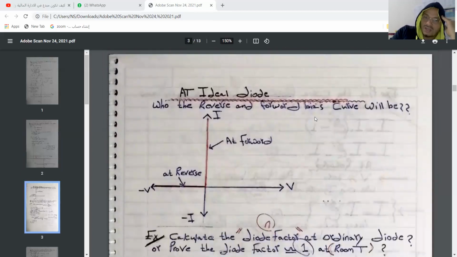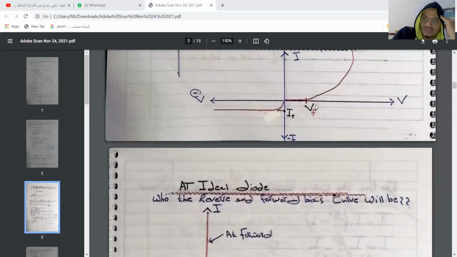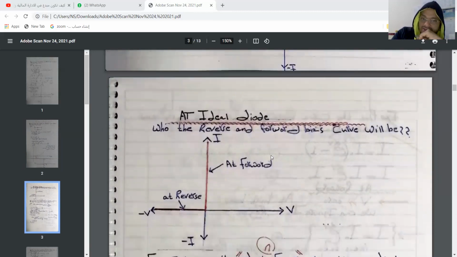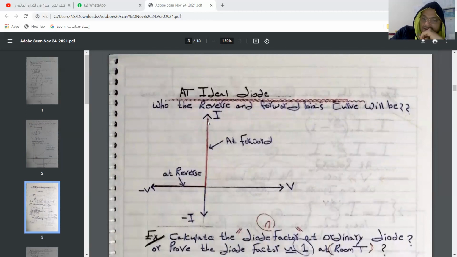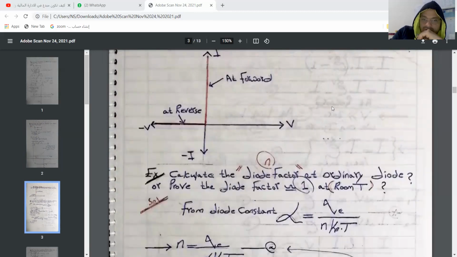Let's talk about ideal diode. Here we was talking about non-ideal diode. Here at ideal diode, that's mean just theoretical idea, must be like that, with y-axis, x-axis, forward, reverse bias.